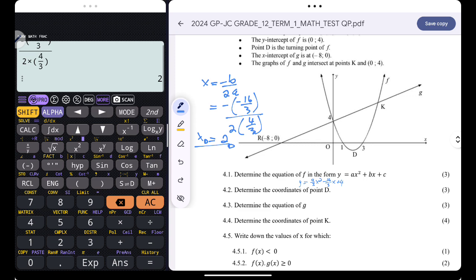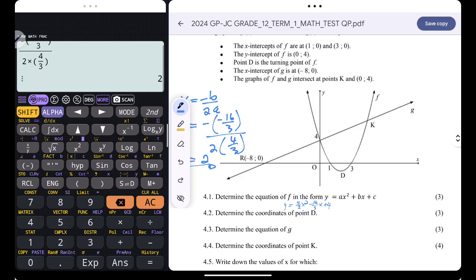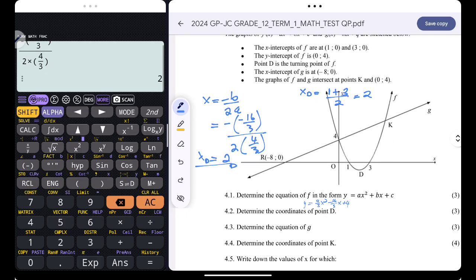But there is another way, guys, to find the x value at the turning point. Since I do know the x-intercepts, I could have simply said that the x value at D, which is my turning point, is just the average of the x-intercepts. The x-intercepts are 1 and 3. I'll just divide by 2. We'll simply get 2, né? Just to avoid doing all this, you would have just done that.